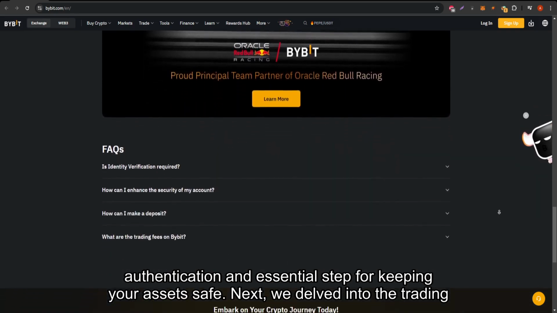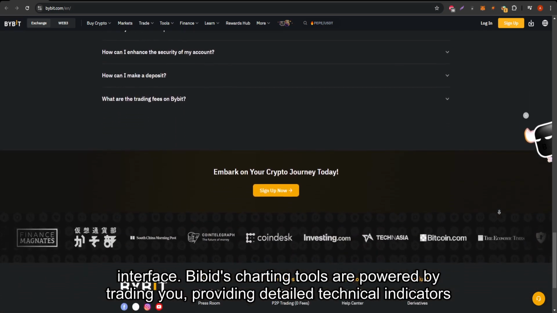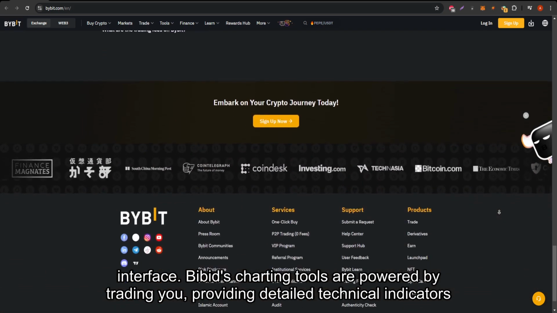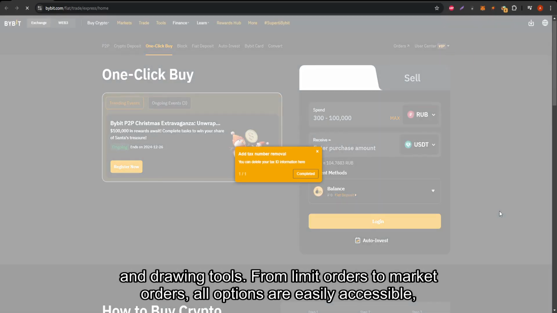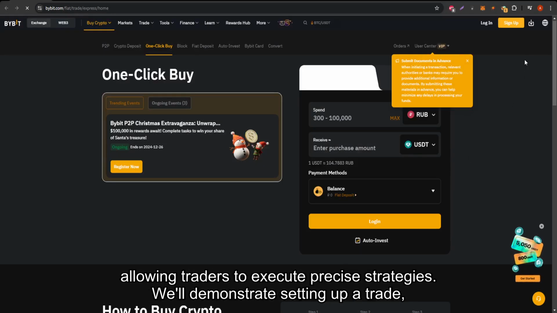Next, we delve into the trading interface. Bybit's charting tools are powered by TradingView, providing detailed technical indicators and drawing tools. From limit orders to market orders, all options are easily accessible, allowing traders to execute precise strategies.